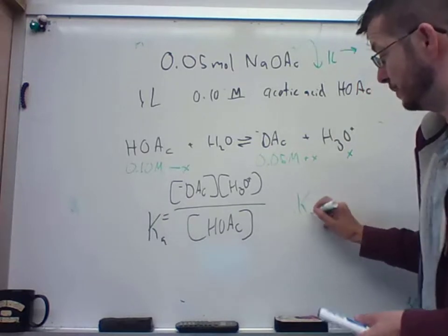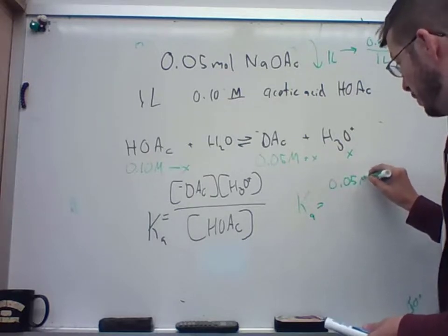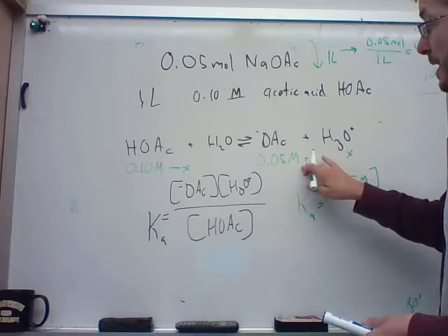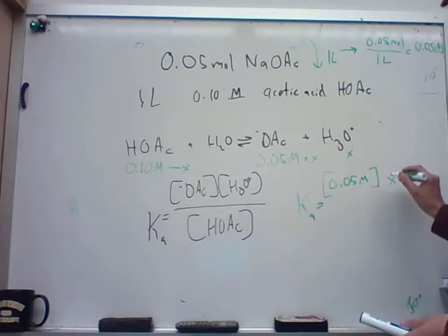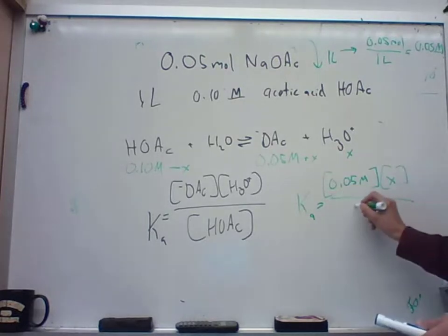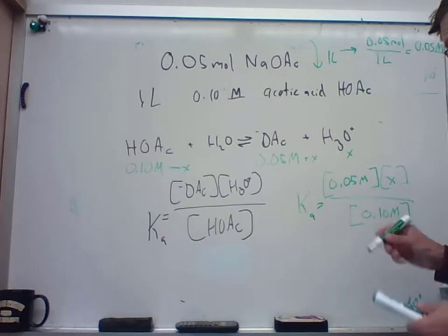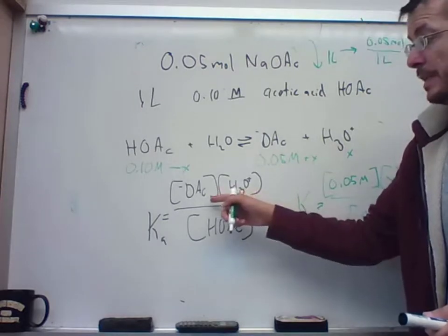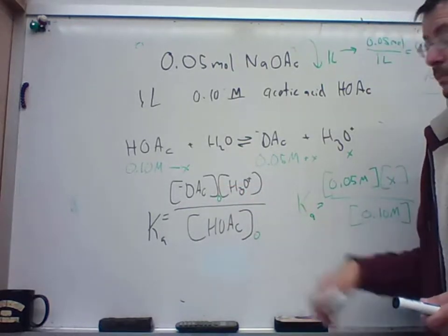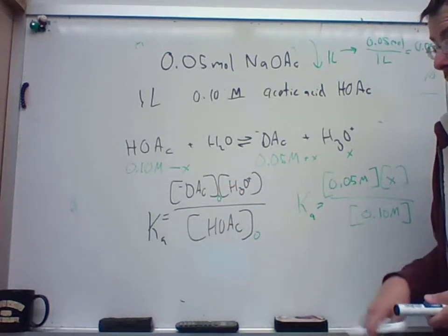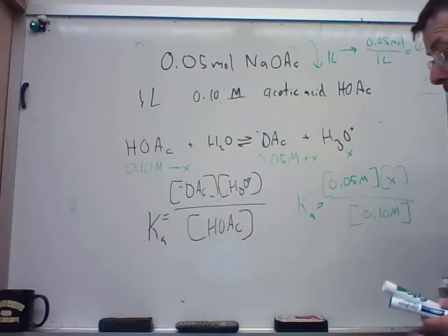So this would be equivalent to Ka is equal to 0.05 molar, because this plus x simplifies to 0.05 molar, but this x stays the same, divided by our initial concentration of the other, 0.10 molar. Again, these approximate the initial concentrations at equilibrium because of the small x. Well, once we have this, it's very easy to solve for x, and we can get a value out.